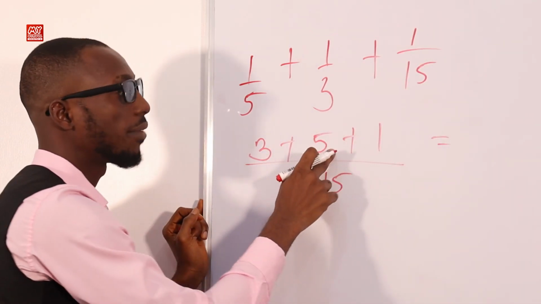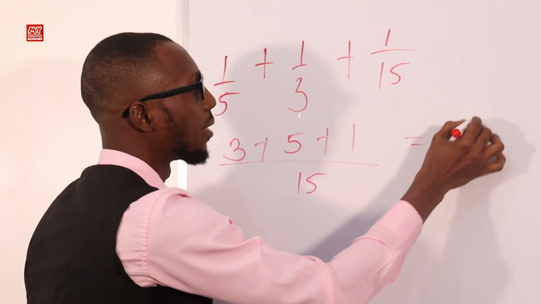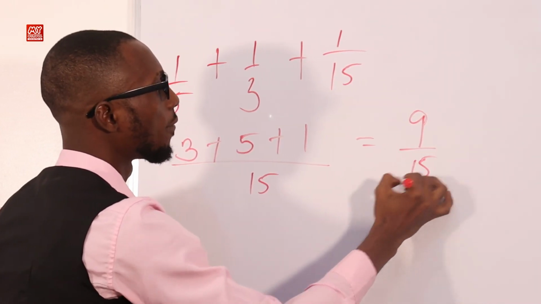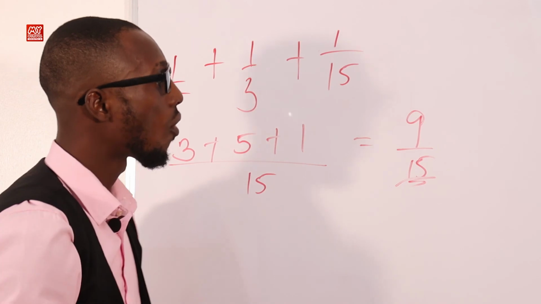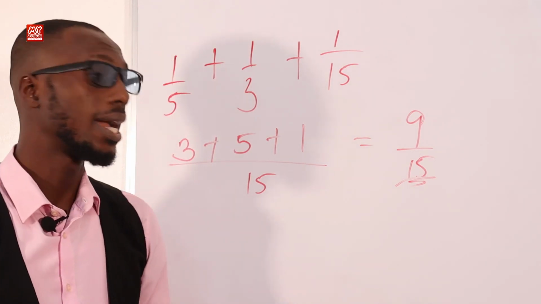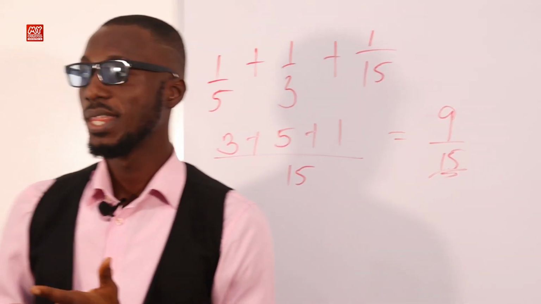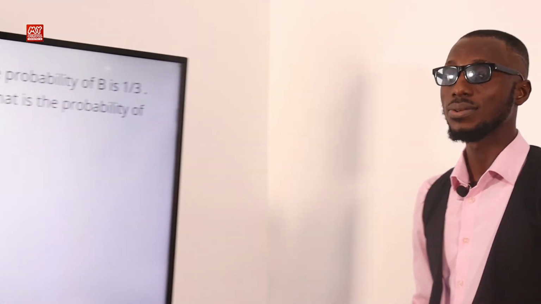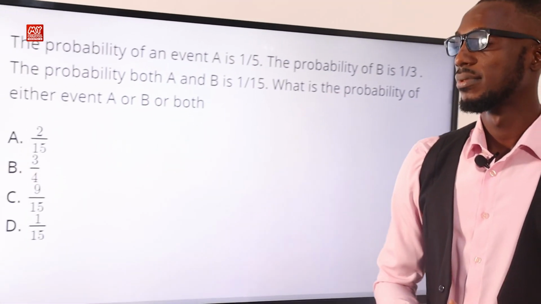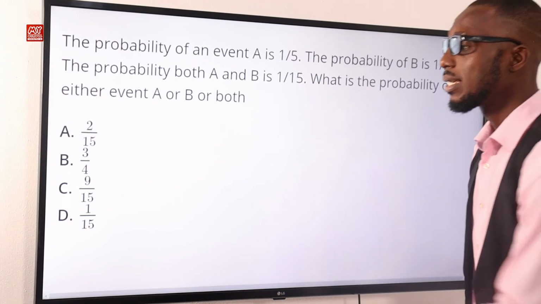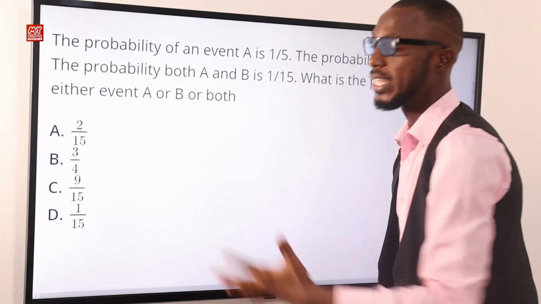So 3 plus 5 is 8, plus 1 is 9. So I have 9 over 15, or 3 over 5. I can stick with 9 over 15. Let's go back to the screen and select the correct option. So we have option C, 9 over 15.